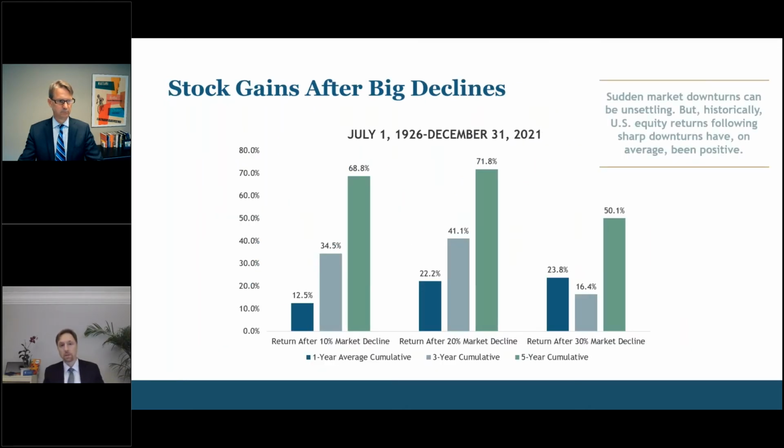Now, markets have fallen substantially in 2022, as many of you, I'm sure, are aware. And so how should we be approaching that? How should we be thinking about that?